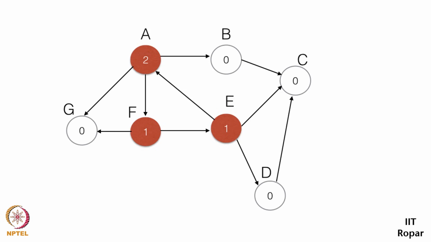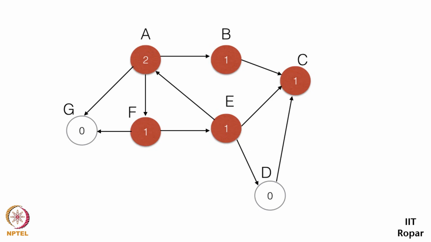So next, we will look for the neighbors of A. What are the neighbors of A? We have again G, we have F and we have B. So we will pick a node randomly from this set. We have picked B and incremented its counter. Then what are the neighbors of B? We have only C as the neighbor of B. So we will traverse C and increment its counter.